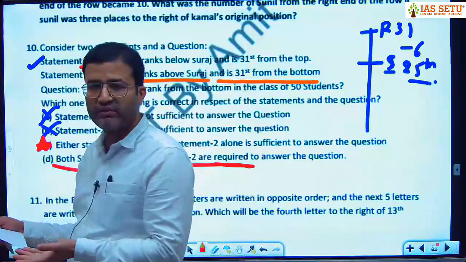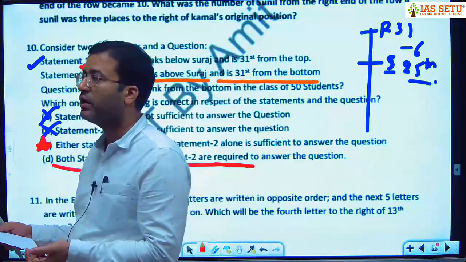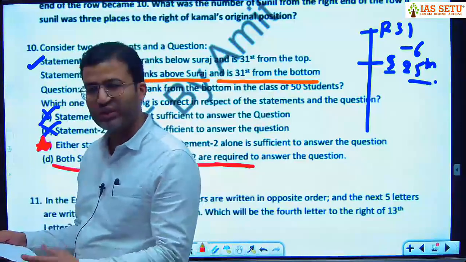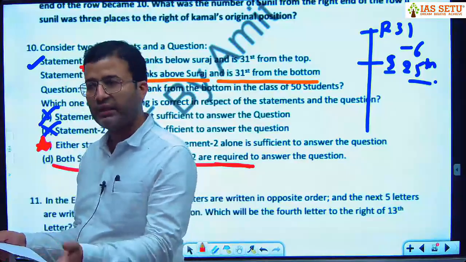Quickly I take question number 11. The test has come, give it after 2 minutes, otherwise one question will be left. We will complete it, then we will have the test.